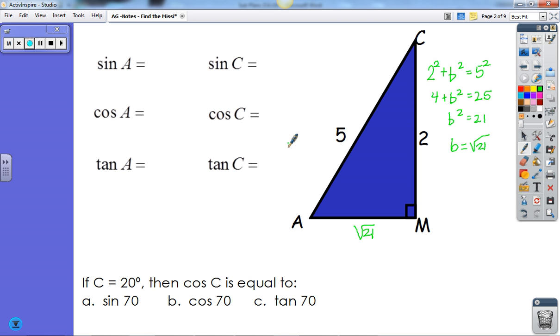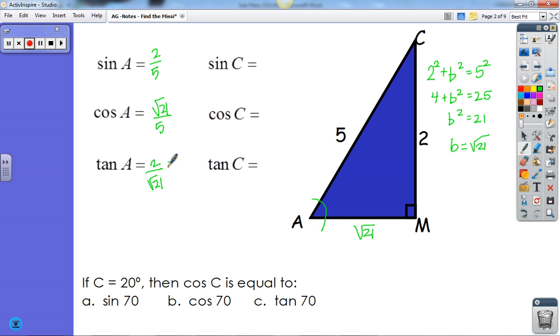Alright, so now that I have my third side labeled, I'm going to go ahead and set up these trig ratios. So sine of angle A means I'm using this as my reference angle. So sine, remember, is opposite over hypotenuse, so I've got 2 over 5. Cosine of angle A is adjacent over hypotenuse, so remember adjacent is right next to. And then tangent is opposite over adjacent, 2 over the square root of 21.